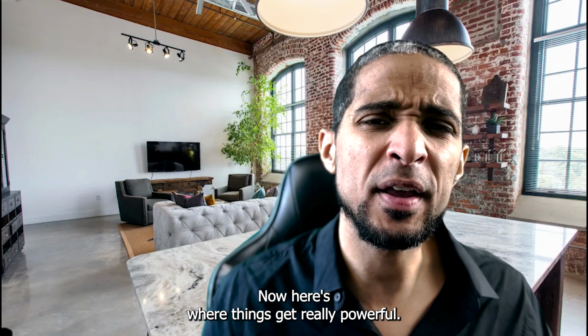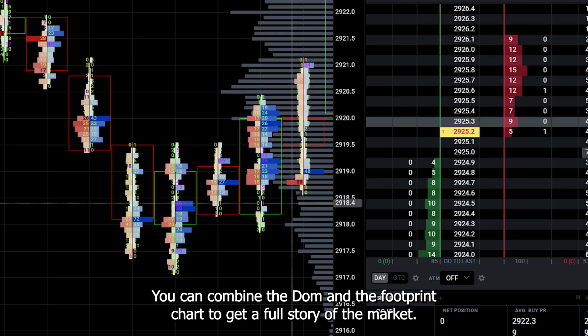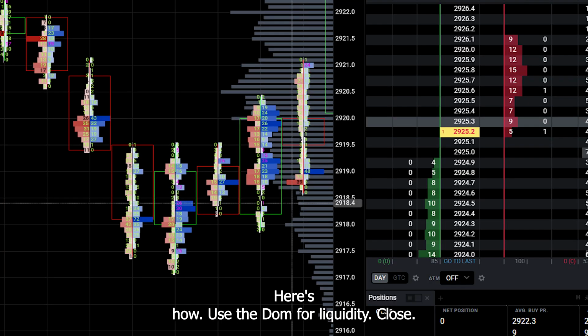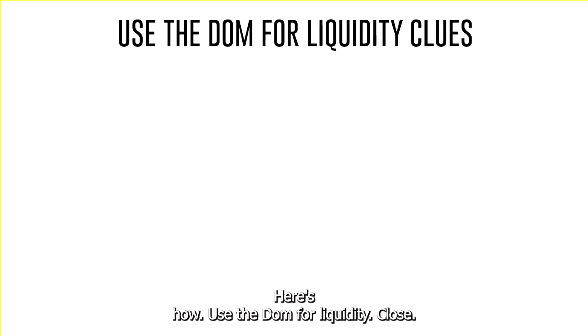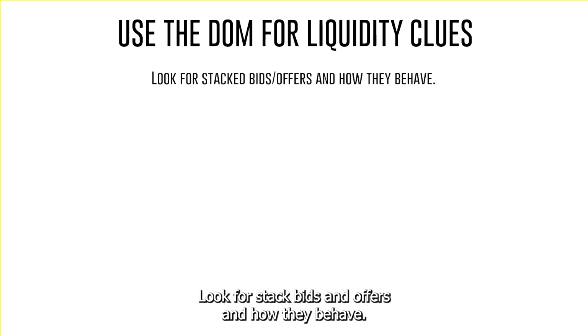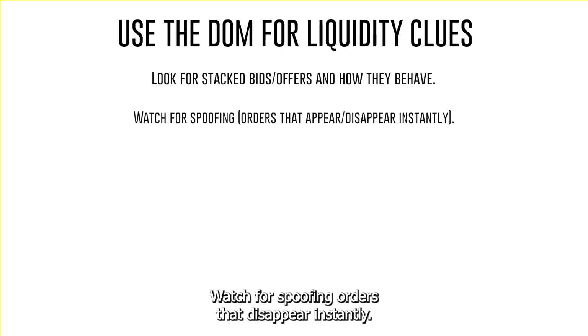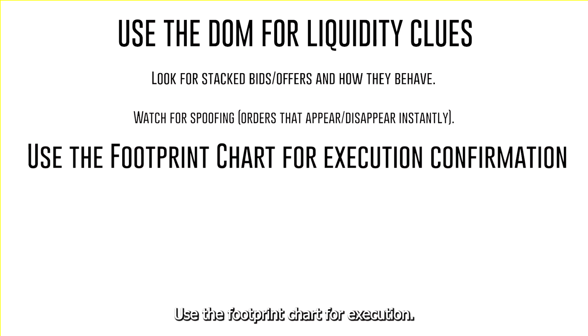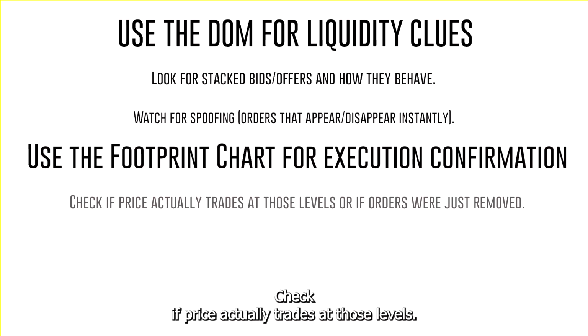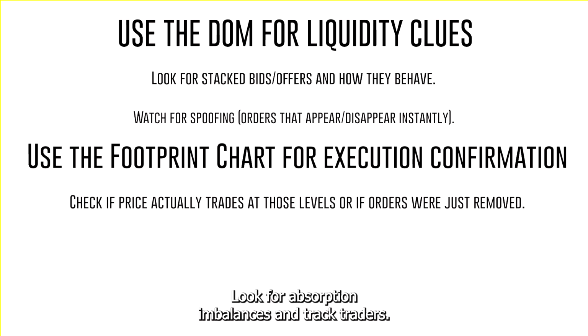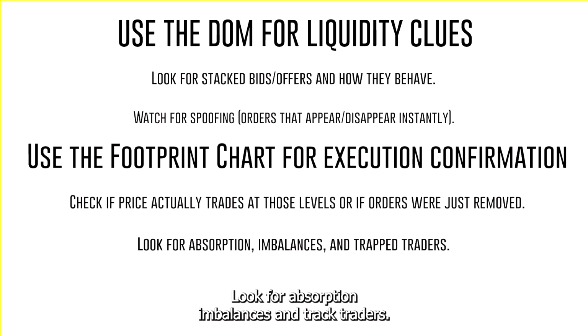Now here's where things get really powerful. You can combine the DOM and the footprint chart to get a full story of the market. Here's how. Use the DOM for liquidity clues. Look for stacked bids and offers and how they behave. Watch for spoofing, orders that disappear instantly. Use the footprint chart for execution confirmation. Check if price actually trades at those levels, or if orders were just removed. Look for absorption, imbalances, and trap traders.